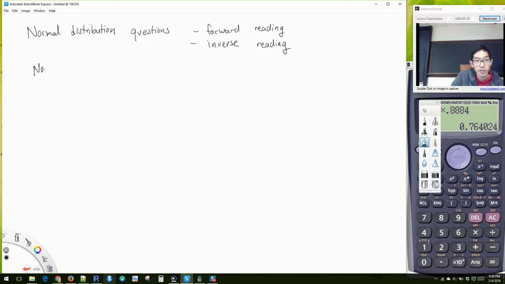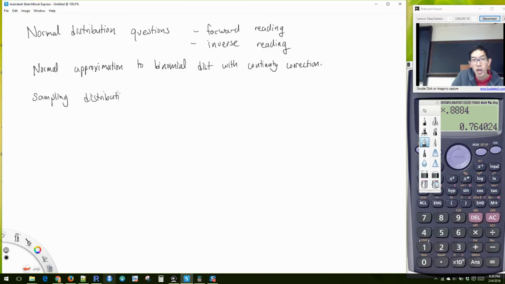You'll have a normal approximation to the binomial distribution with the continuity correction. And again, this is the only time you use the continuity correction, is the normal approximation to the binomial. Okay, and then you'll also have sampling distribution questions.